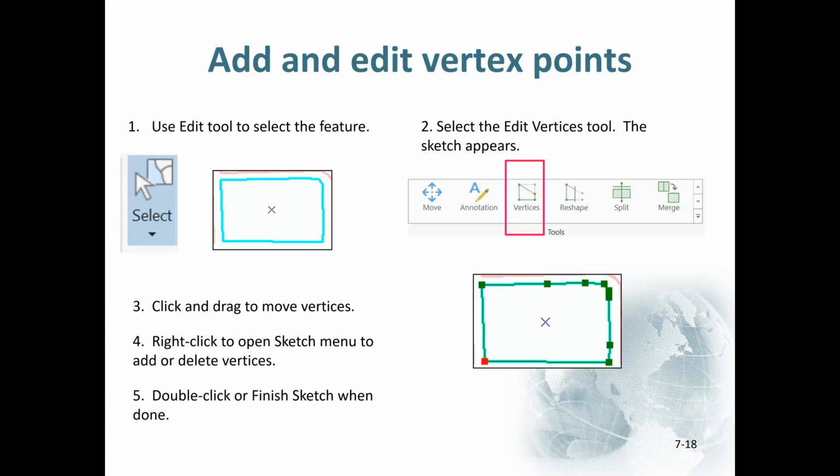So by default, sometimes the features are represented as simple squares, rectangles or circles. But vertices points can be added and modified to reflect the true building shape.